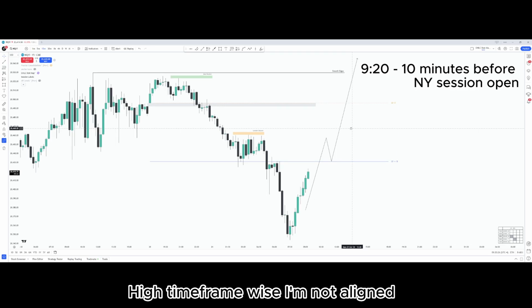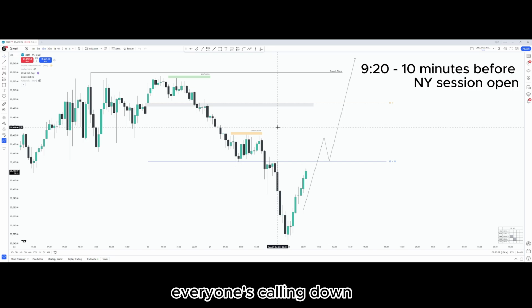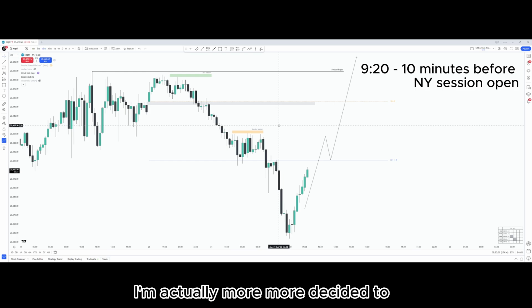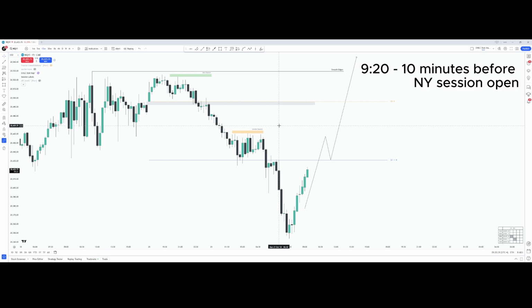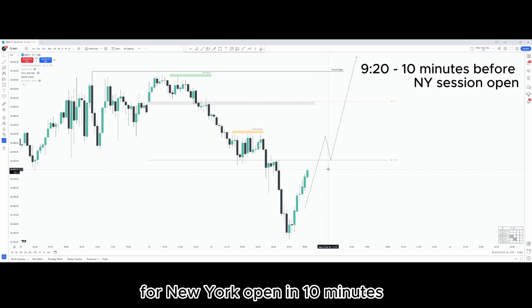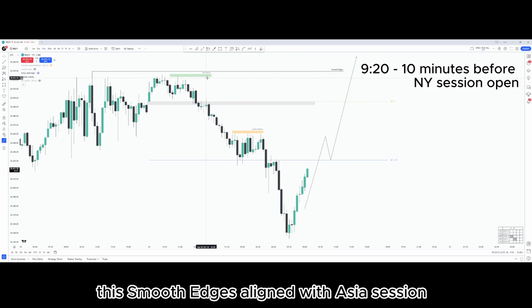High time frame wise, I'm not aligned. I'm not sure what's going on. Everyone's calling down already. I'm actually more decided to look for price going up. I don't know. So the plan is I'm going to wait for New York Open in 10 minutes. My preferred draw is these smooth edges aligned with the session.